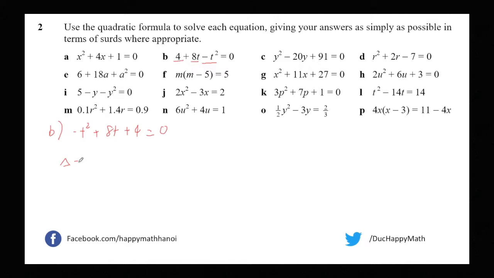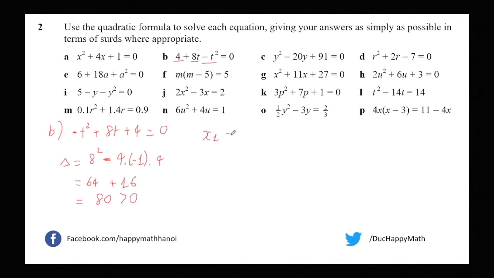So you will have delta equal to b squared minus 4ac. It means 8 squared minus 4, a is minus 1, and c is 4. So take very careful note about this number, it is minus 1, not only 1. So when you take minus times minus, you will get plus. So 8 squared is 64 plus 16 will be equal to 80. That's right, I think so. Yes, 80. So it's greater than 0.